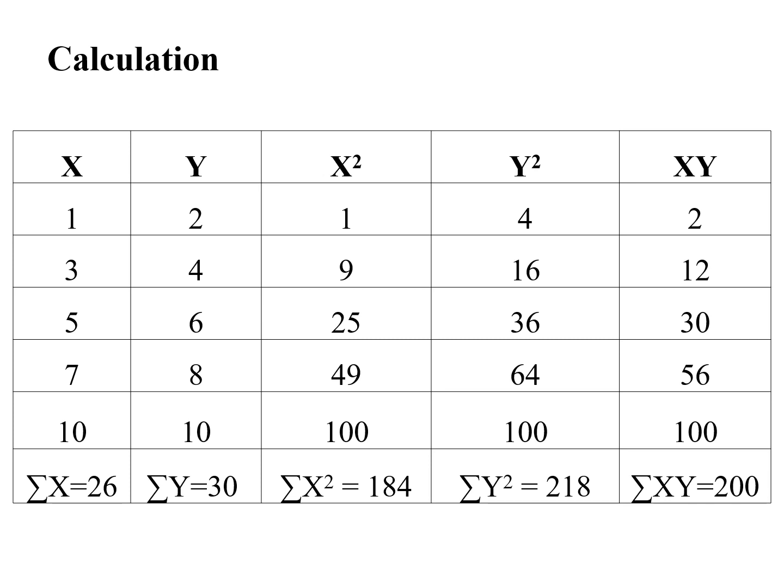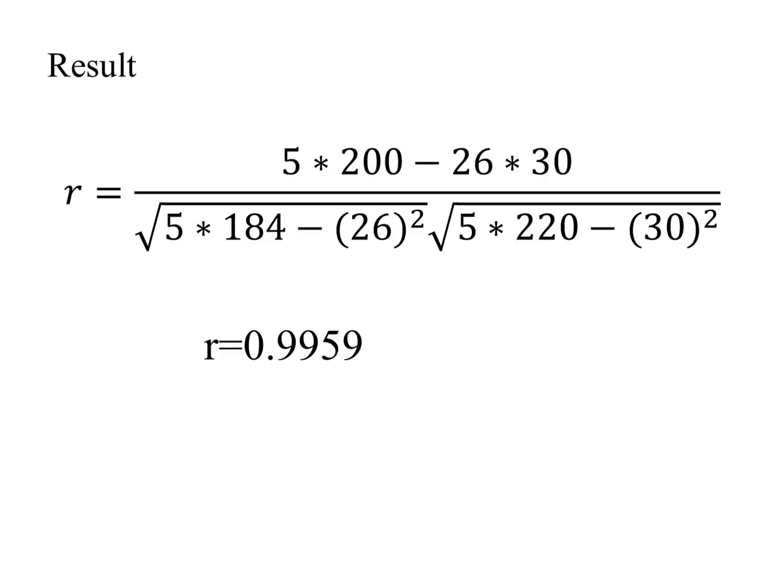then sum of x square values is 184, then sum of y square values is 218, then sum of xy is 200. So now substitute all the values in the formula. We will get the correlation coefficient between x and y. So now come to this result.